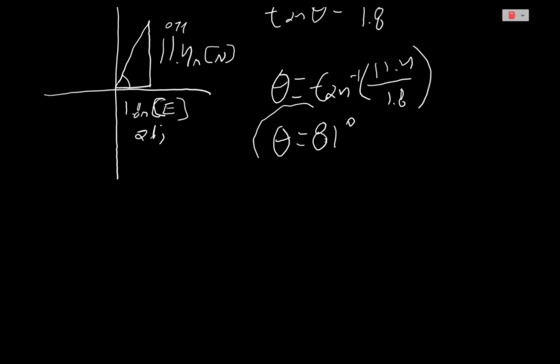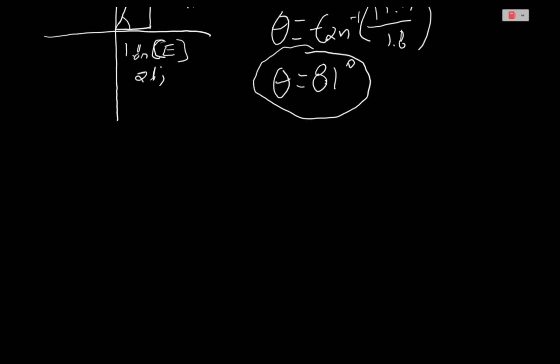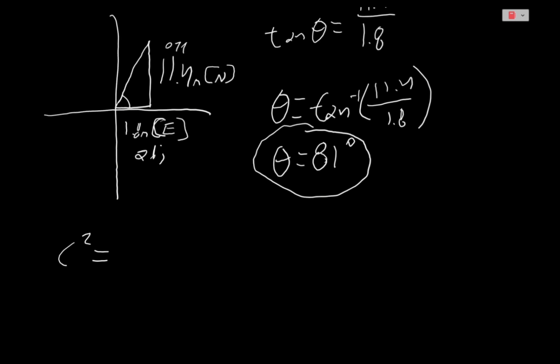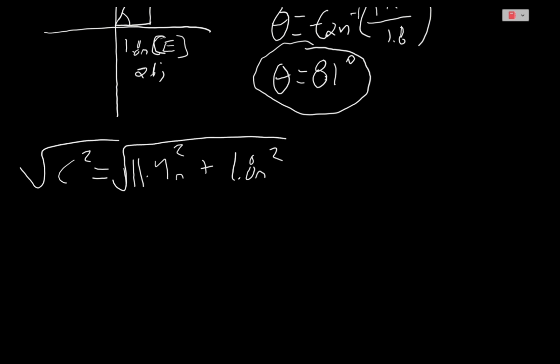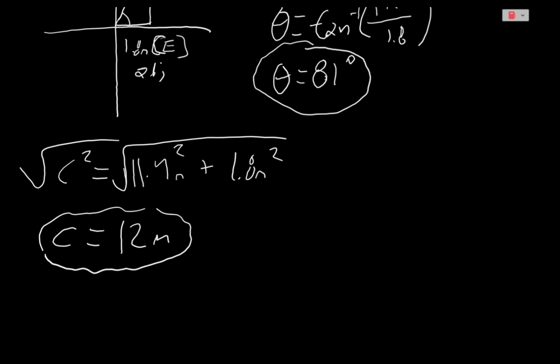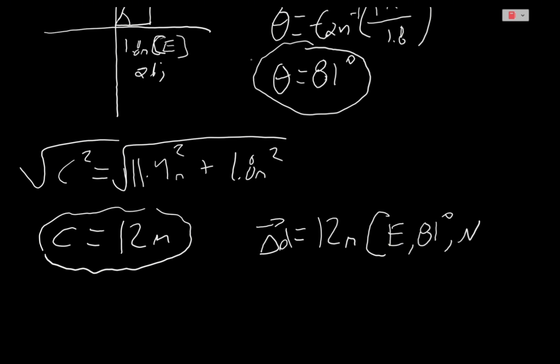Now using Pythagorean's theorem, we can just find out the hypotenuse for our total displacement. So c squared equals 11.4 meters squared plus 1.8 meters squared, taking the square root of all of these. Rounding to two significant digits, we have 12 meters as our displacement, giving us a final answer for our displacement equals 12 meters east, 81 degrees north.